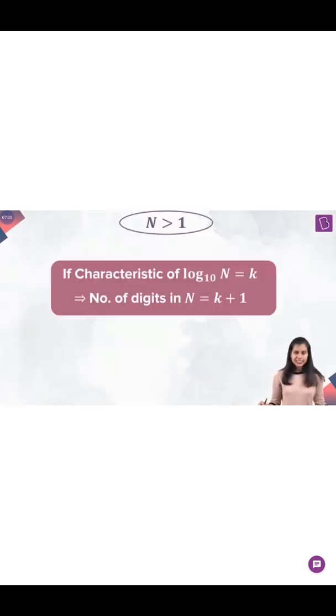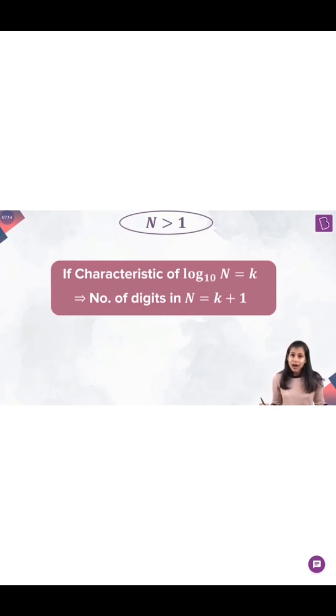But what if I ask you how many digits are there in 2 to the power 100? Now this becomes a task, isn't it? This is something which is going to take a lot of time if we start computing this value manually and then count the digits. So, to conquer such questions, we have this result from the characteristic corresponding to inputs greater than 1. It says that if the characteristic of common log of the input is k, then k plus 1 will be the number of digits in that input.